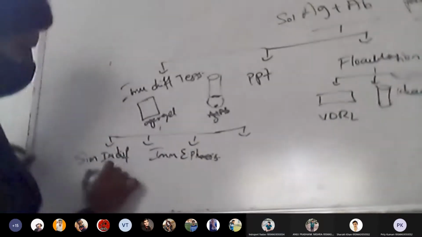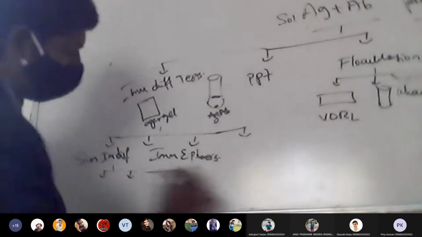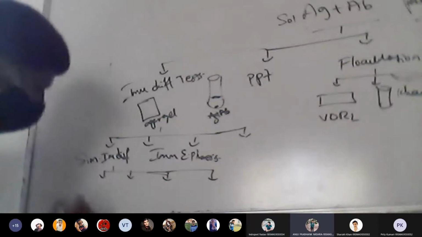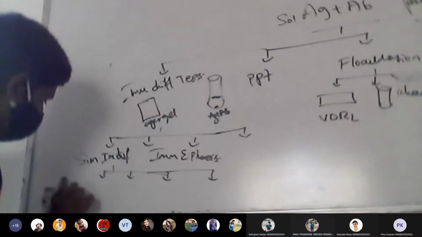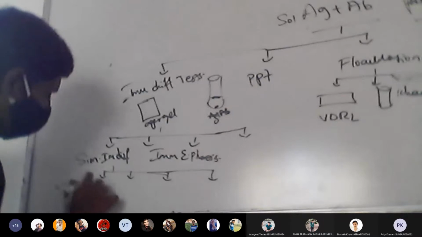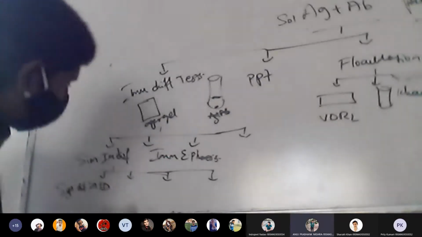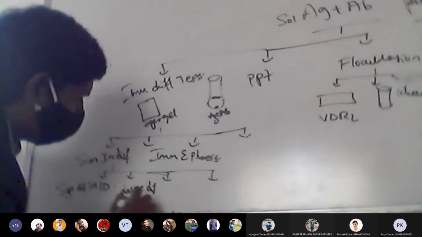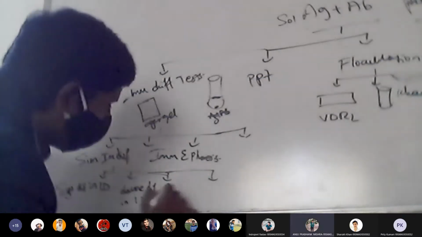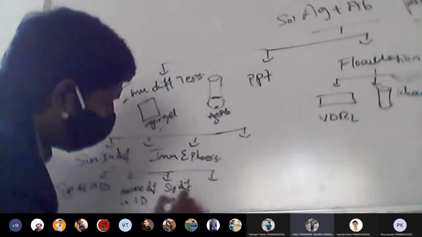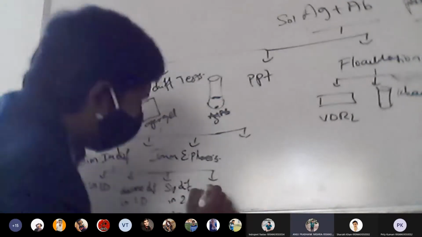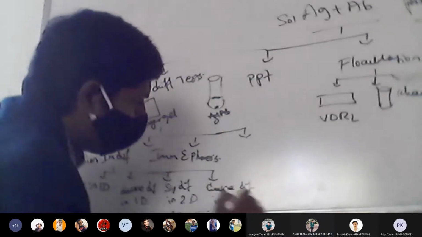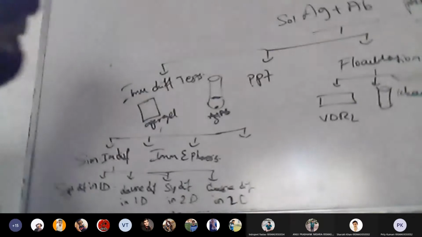In the simple immunodiffusion test, we have four types. Tell me the four types, Anuj. Single diffusion in one dimension. Then double diffusion in one dimension. Then the third one, single diffusion in two dimensions. Then the fourth one, double diffusion in two dimensions. Very good, Anuj and Kaushal.